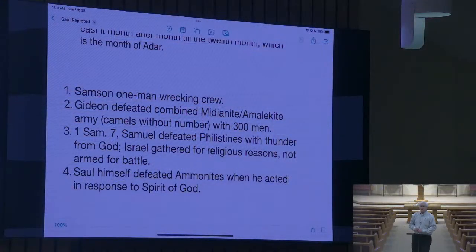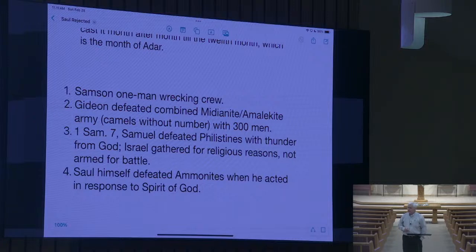Now, here's what Saul neglected to remember. Samson almost single-handedly destroyed the Philistines because God gave him the power to do so. Gideon defeated the combined Midianite Amalekite army. That army is described as having camels without number. And I don't think you could guarantee that every man in that army had a camel. So if you couldn't begin to count the camels, how many people were there? And how many people did Gideon take into that battle? 300 men conquered an army beyond counting.